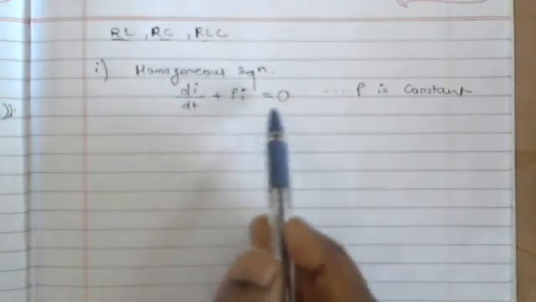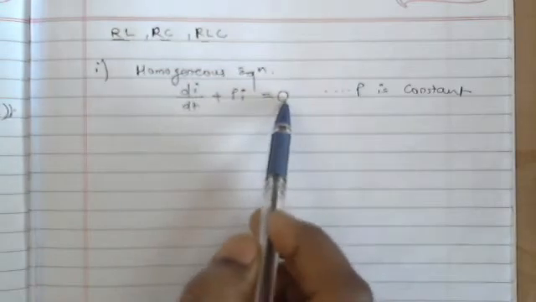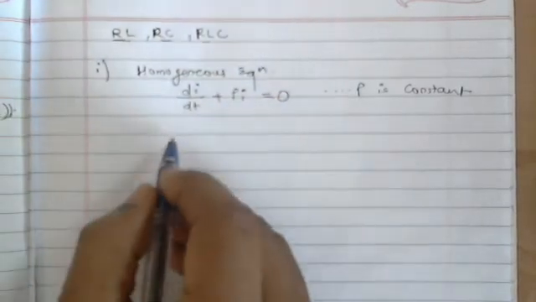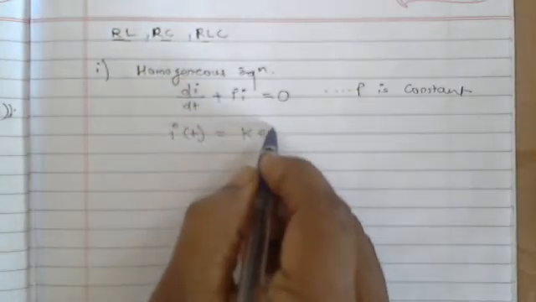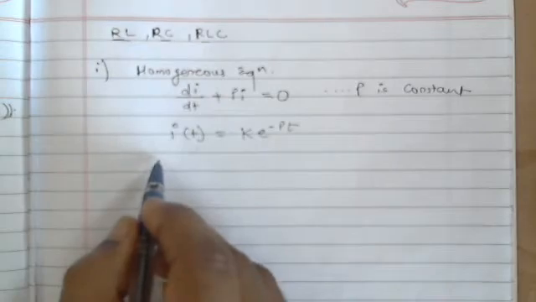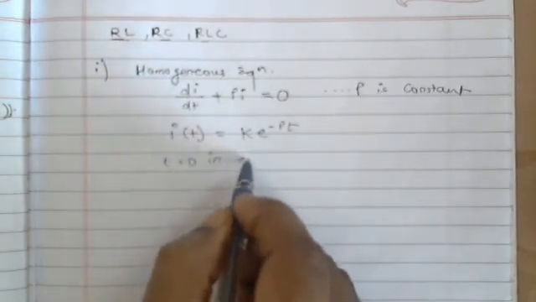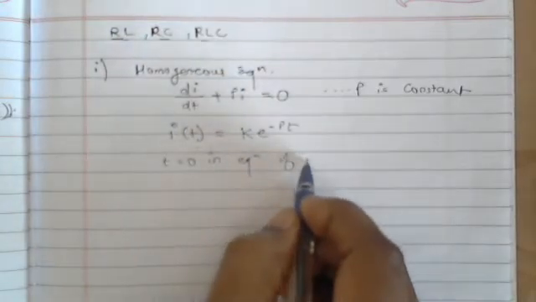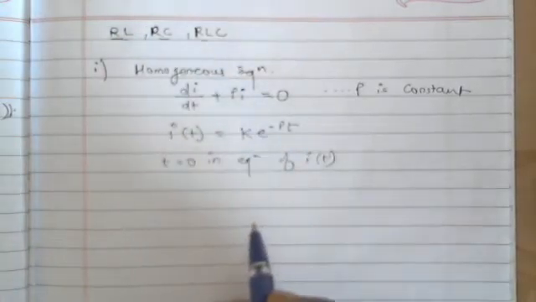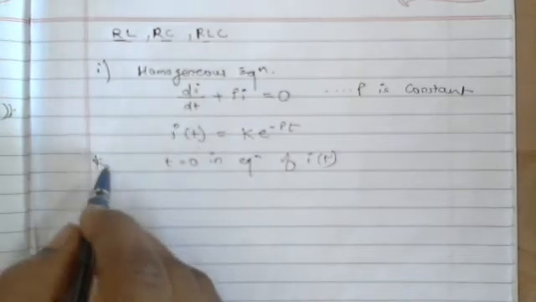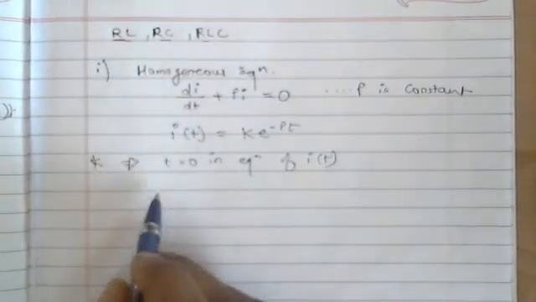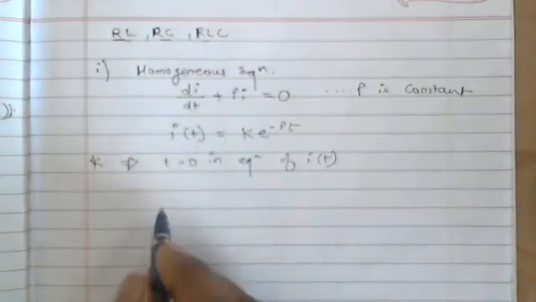Okay, if it looks like this, only these two terms are there and the third term is 0, then it is a homogeneous equation, and the solution of this equation will be i(t) = k·e^(-pt). The value of k is found out by putting t = 0 in the equation of i(t), right? Value of k is found out by putting t = 0 in the equation of i(t).